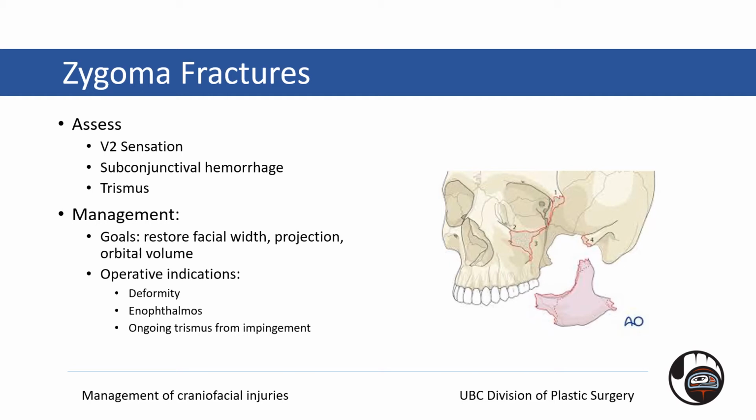The goals of management include restoring facial width, projection, and to restore the orbital volume if it has been affected. Minor deformities can be treated conservatively. Operative indications include deformity, orbital entrapment, enophthalmos, and trismus. In isolation, a zygomatic fracture can be treated up to between 5 to 10 days post-injury once the edema has receded.